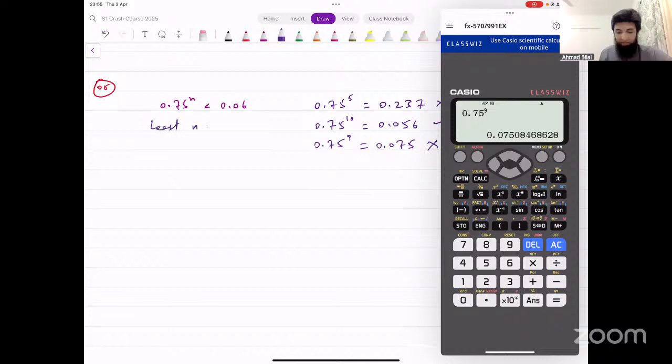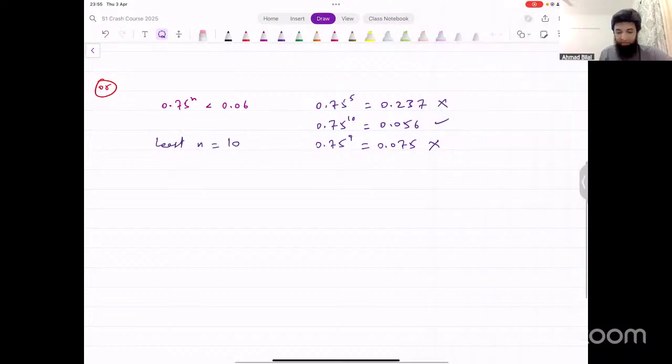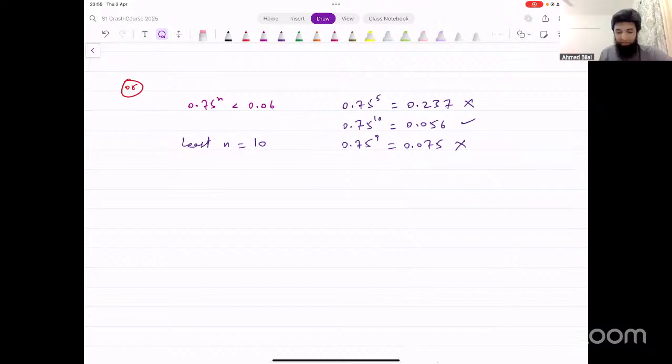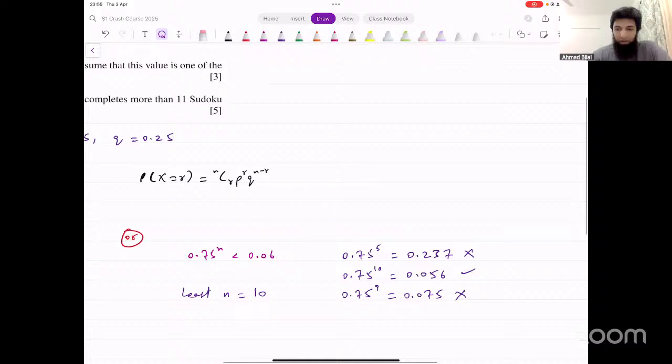So the least value of n therefore is 10, and we can write down that answer. If you're doing hit and trial, this is what you would have to do in that case. If you don't know logs, if you're an AS student, that's the method that you can use. Okay, good. Now let's move on to the next part.